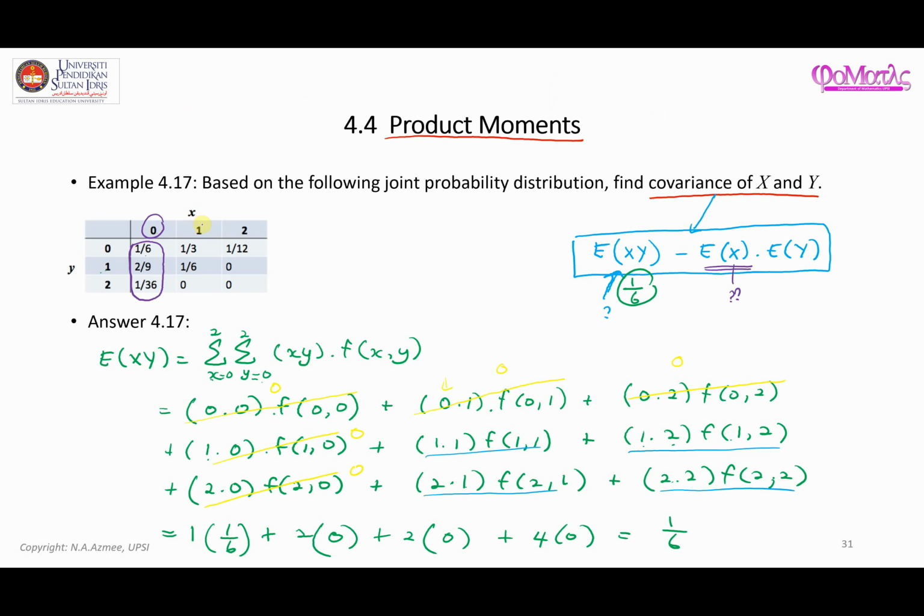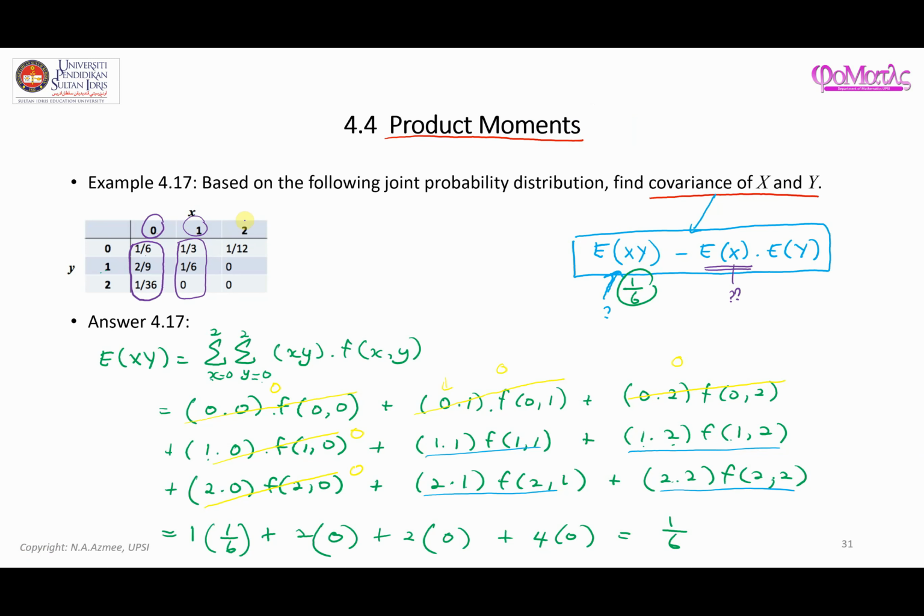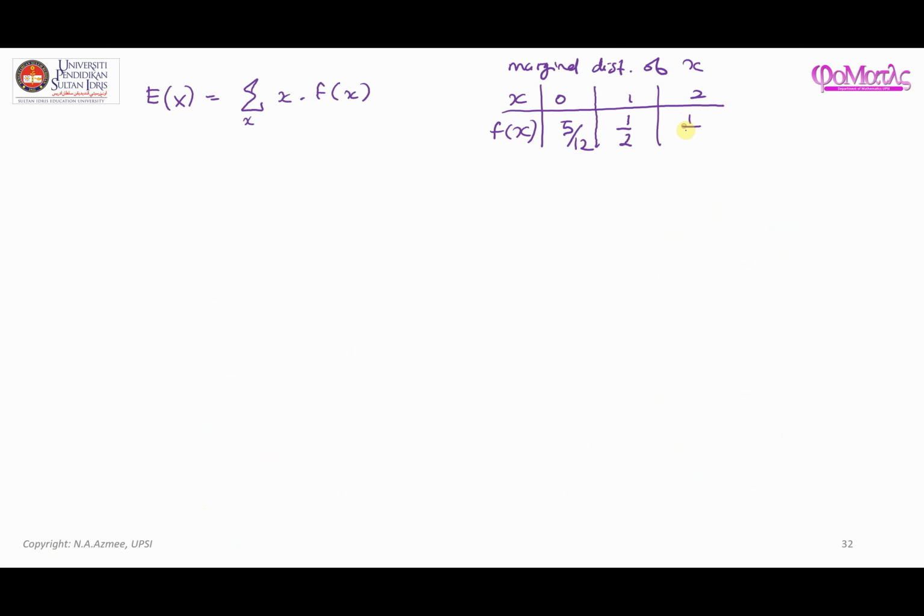And then when x is equal to 1, this is what you need to add up: 1 over 3 plus 1 over 6, and that is equal to 1 over 2. Finally, for x equals 2, the probability associated with that is 1 over 12.